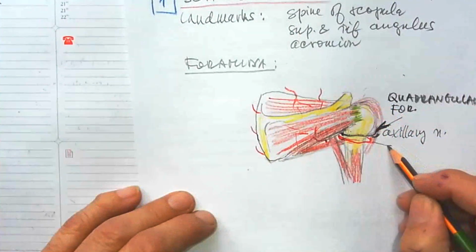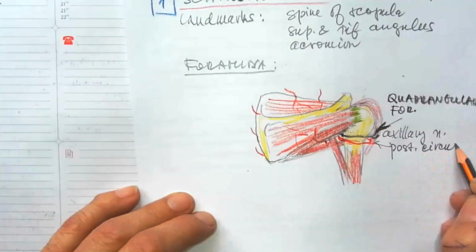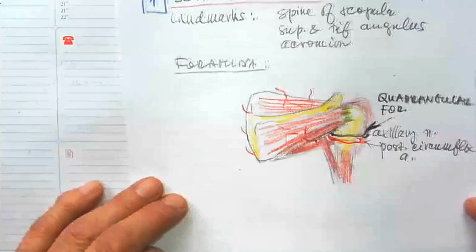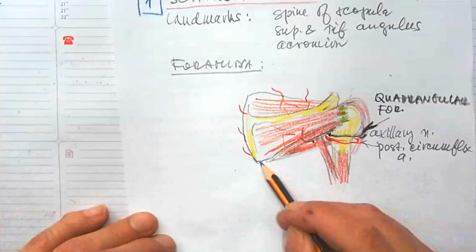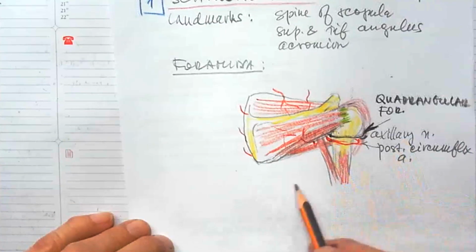So axillary nerve, and then posterior circumflex artery. In each diagram, we will not describe only the structures, but also we have to say some words which are of clinical importance. So these structures are quite clear.